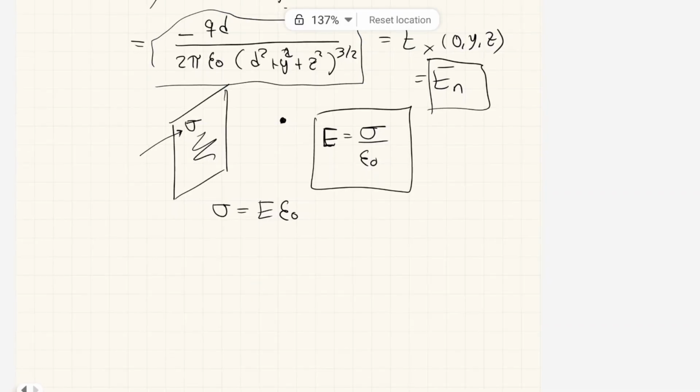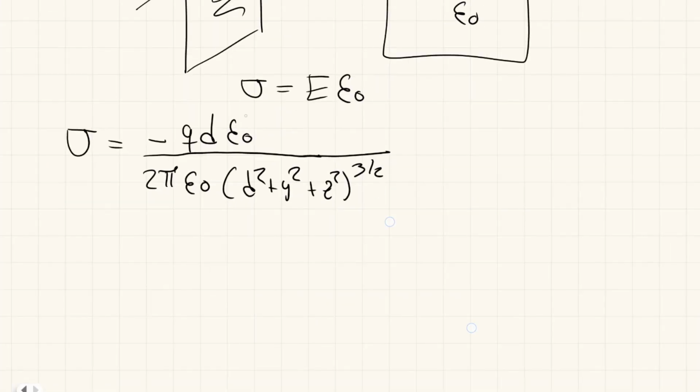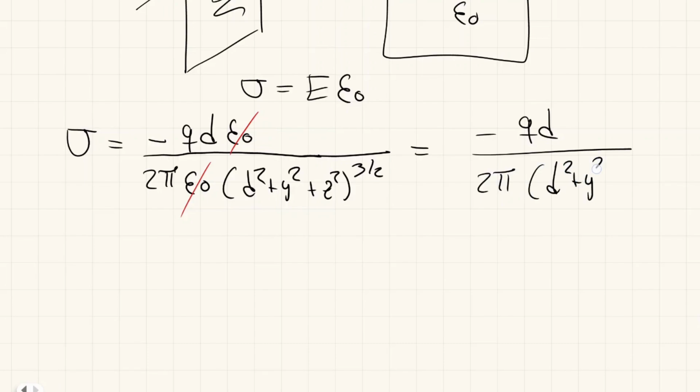So that means that the new surface distribution is going to be sigma equals negative q times d times epsilon 0 over 2 pi epsilon 0 times (d squared plus y squared plus z squared) to the 3 halves. Perfect. We see easily that this can be cancelled, and this is going to be negative qd divided by 2 pi times (d squared plus y squared plus z squared) to the 3 halves.